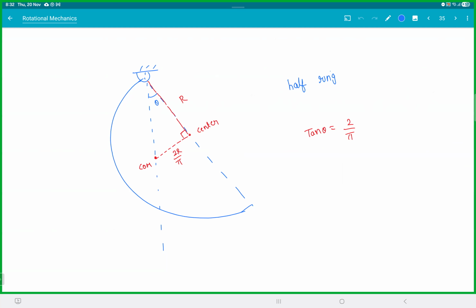Sure. The last thing that we did was the rod hanging. Let's go ahead and do a few more.